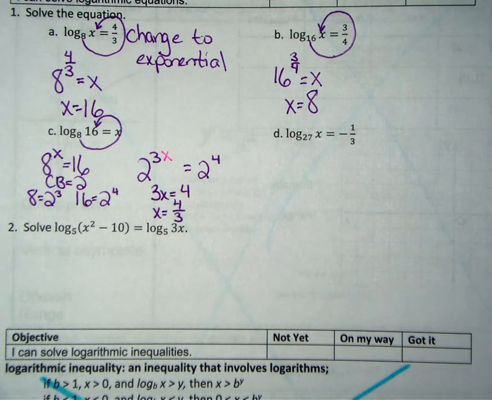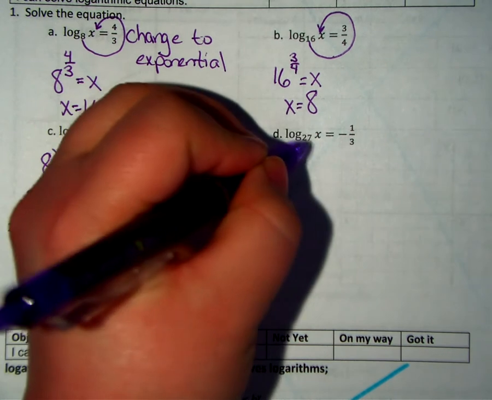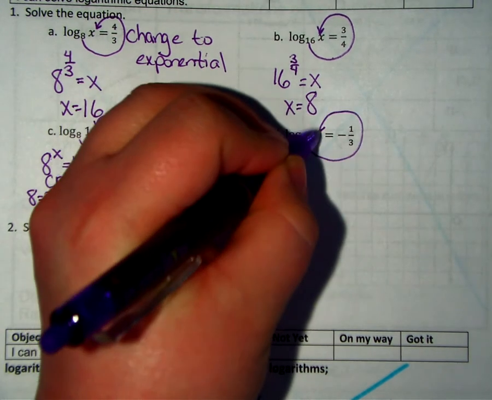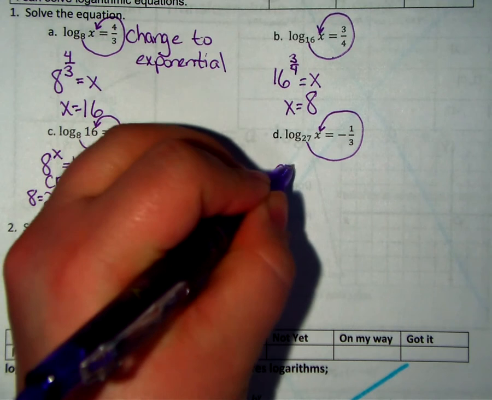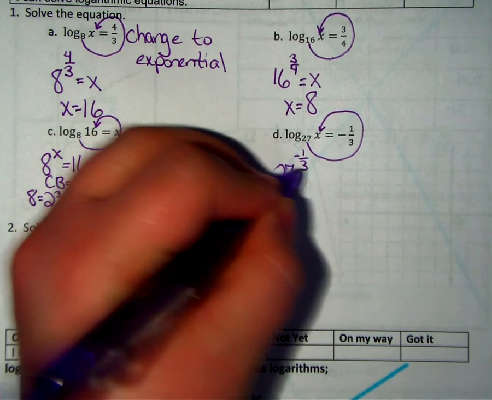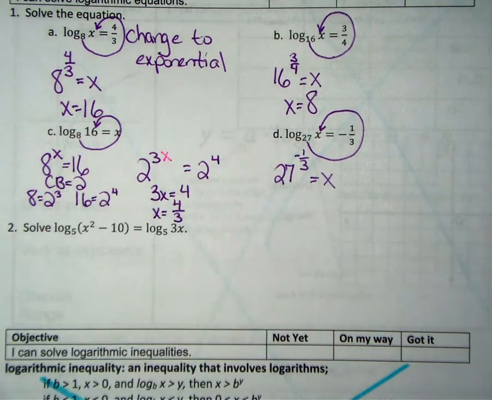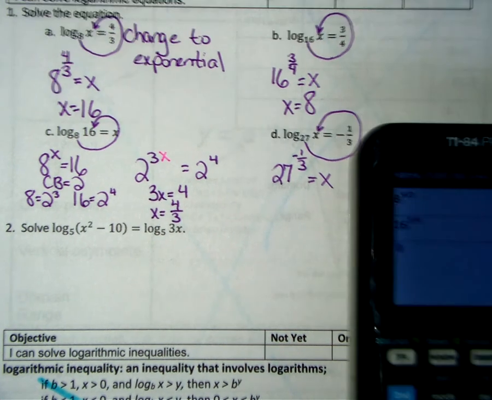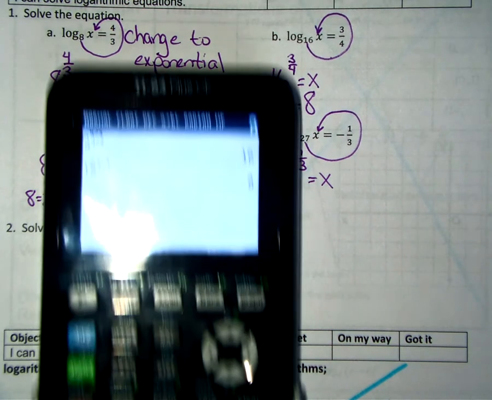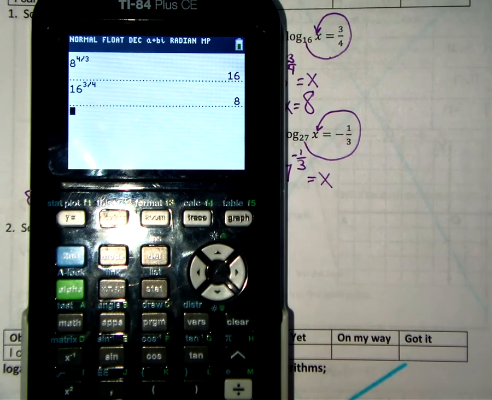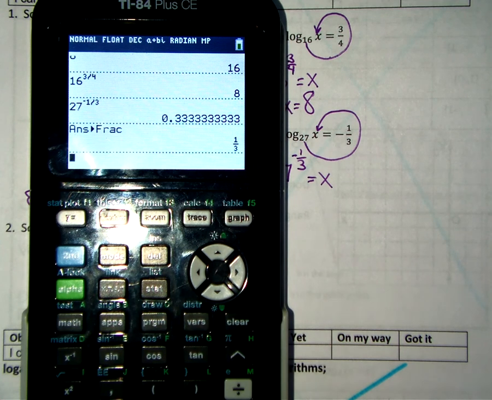Let's change the next one over to exponential form. So I have the base, around the equal sign, ending at the number next to it. 27 to the negative 1/3 equals x. Well, now I just have to input into my calculator. 27 to the negative 1/3, and that equals 1/3.